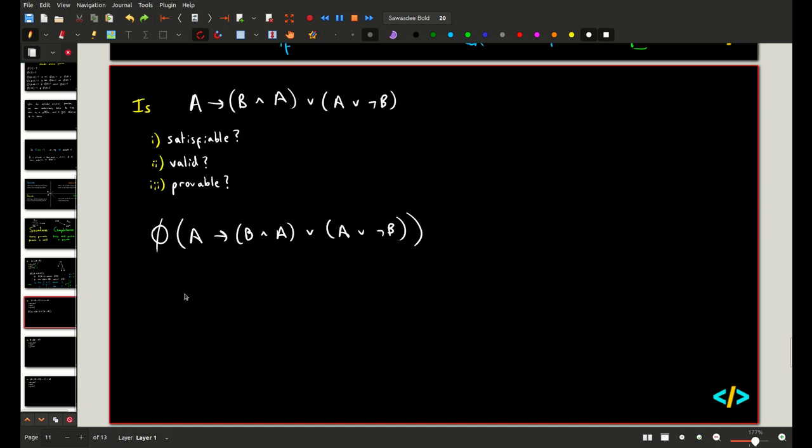Does anyone want to come up on stage and have a go at this? If not, I'm happy to talk us through it. I'll say 20 seconds. If no one says anything, I'll talk us through it.